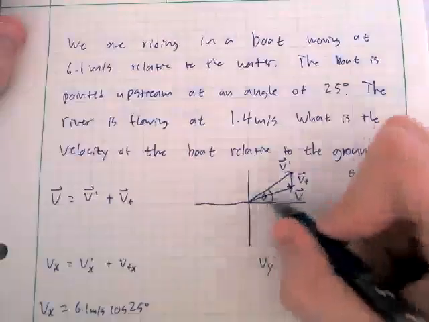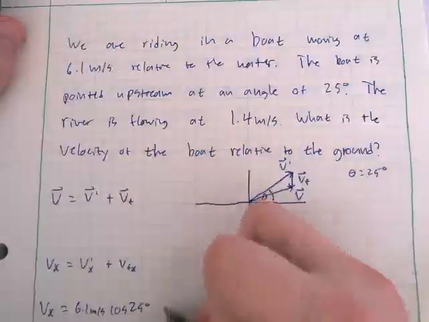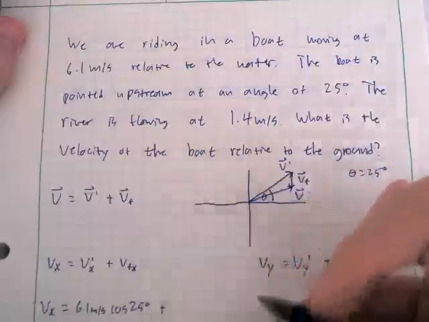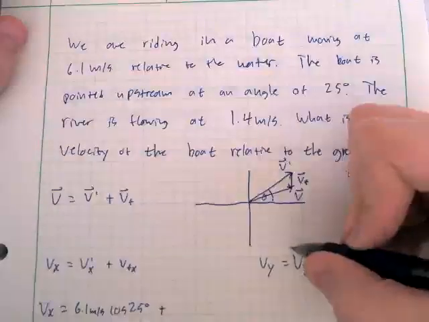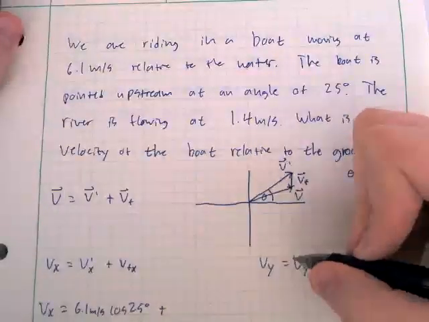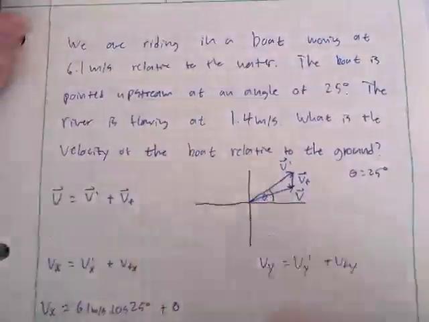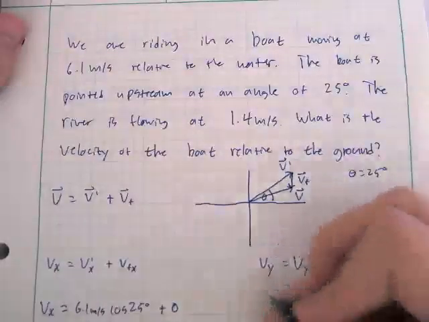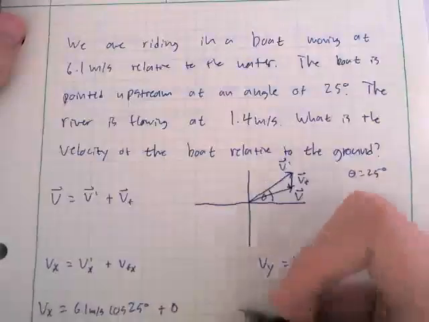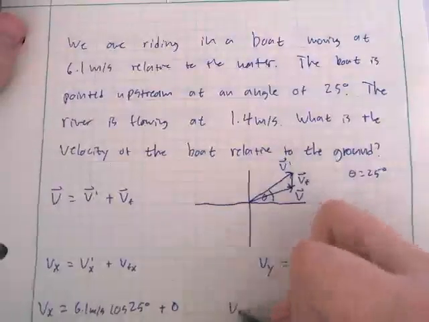This will give me the x component of this v prime plus what is the velocity of the water in the x direction? Well, again, as I have it defined, the water is going in the negative y direction. That's the direction of the river. And so this is simply 0. So right away, we can do this, and we already know what the Vx component is. Let's go ahead, let's write this out for Vy as well.